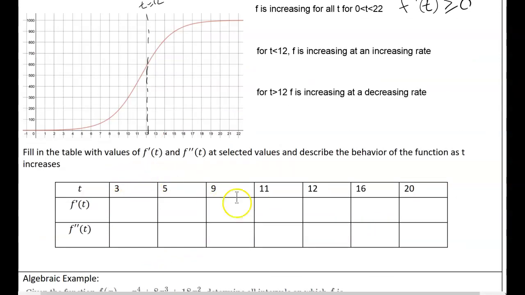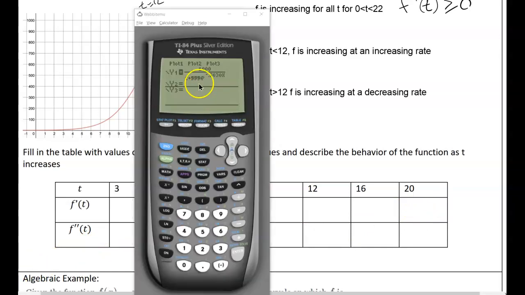And what we are asked for here is to fill out a table with values of f prime of t, the derivative, and we know those should always be positive, and with f double prime of t, so the second derivative of f. The way I'm going to fill out this table is I'm going to use my calculator to figure out these values of the derivative, because this is a pretty ugly function. So I've already typed it into y1. I'm going to then type in my derivative operator here into y2. I'm going to type in x here.